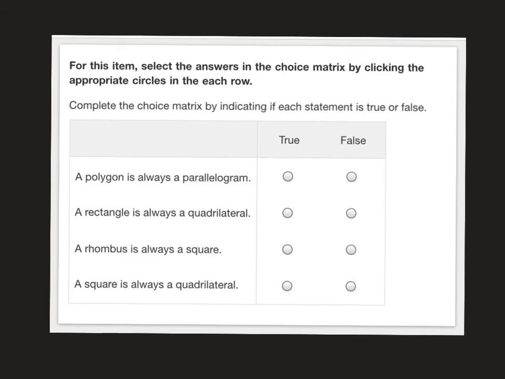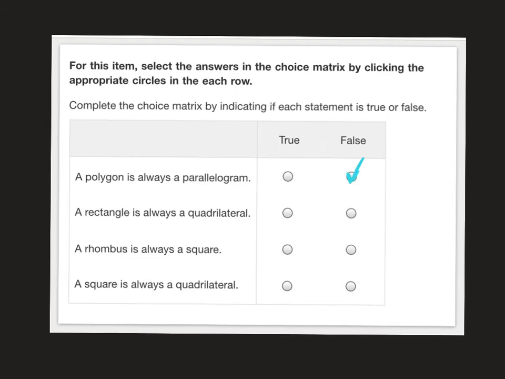All right, so this one's just a true-false statement. So when you read these, a polygon is always a parallelogram. Well, that's not true, because a polygon can be any closed shape with straight sides. So it could be a pentagon, a hexagon, any of those. It does not have to be a 4-sided figure at all. So that's why we're marking false for it.